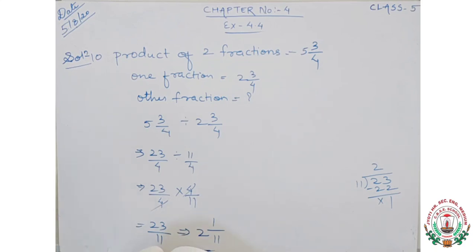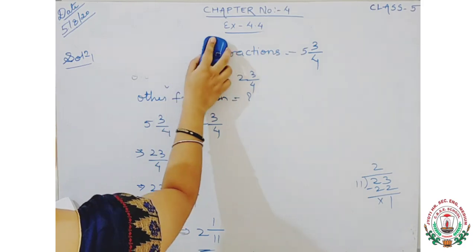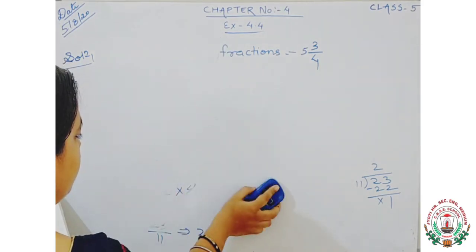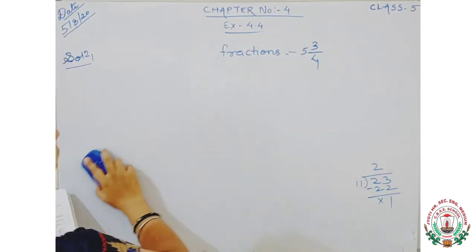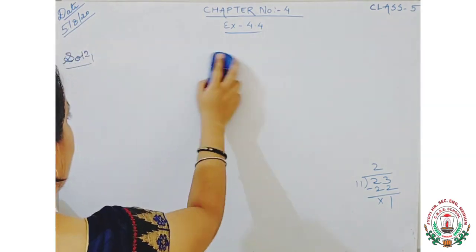Now question number 11. Reena needs some pieces of ribbon, each 2 by 5 meter long. How many such pieces can she get from a ribbon which is 12 2 by 5 meter long? So total length of ribbon is given and length of one piece is given. You have to find out how many pieces she will cut from that.